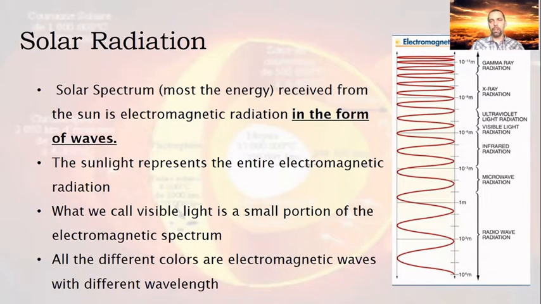Now let's see its properties. The light or energy from the sun is actually an electromagnetic radiation. As you see in the picture, the energy propagates in the form of waves. The sunlight represents the entire electromagnetic radiation. What we call visible light is a small portion of the electromagnetic spectrum, actually here, this area. And all the different colors are electromagnetic waves with different wavelengths. We will talk about it soon.